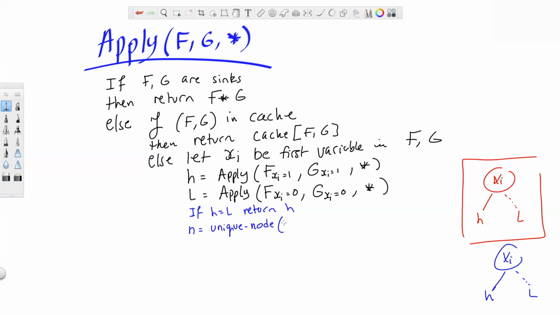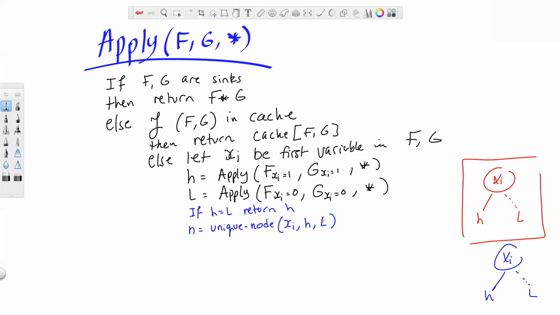And I'm telling it, look, I need a decision node that has this as the variable, that has this as the high child, this as the low child. And remember what this guy does. First, it checks, does it have one of these guys? Then it returns a pointer to it. It doesn't construct a new node. Otherwise, it constructs one, returns it, and puts it in the cache.